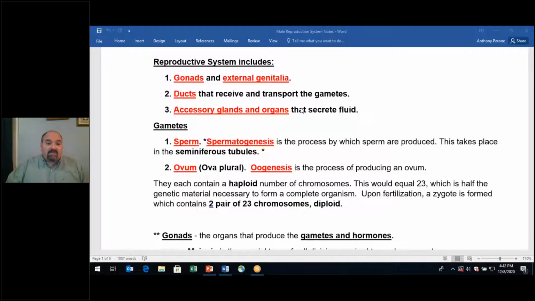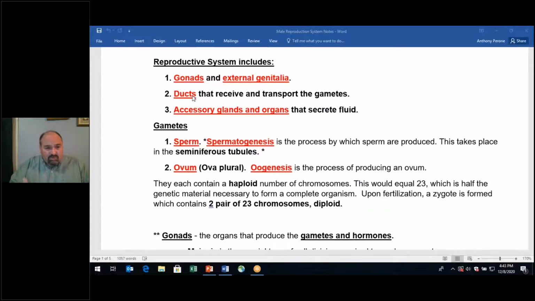As we look at the reproductive system overall, in general, it contains the gonads and the external genitalia for male and female. The gonads for the male are the testes, for the female, the ovaries. The gonads produce the gametes, the sex cells. The gametes are the sperm and the ovum. The ova is plural, the ovum singular, also known as the oocyte. The ducts that are present are the oviducts and the vas deferens.